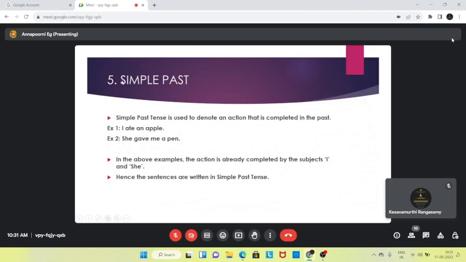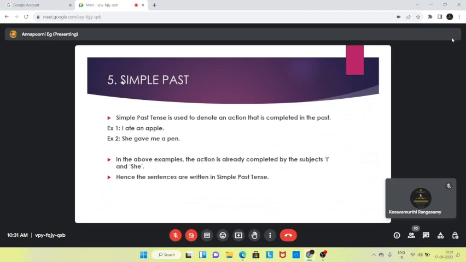Simple past tense. Under past tense, we again have four tenses. What are their names? Simple past, past continuous, past perfect, and past perfect continuous. So the first one will be simple past tense.